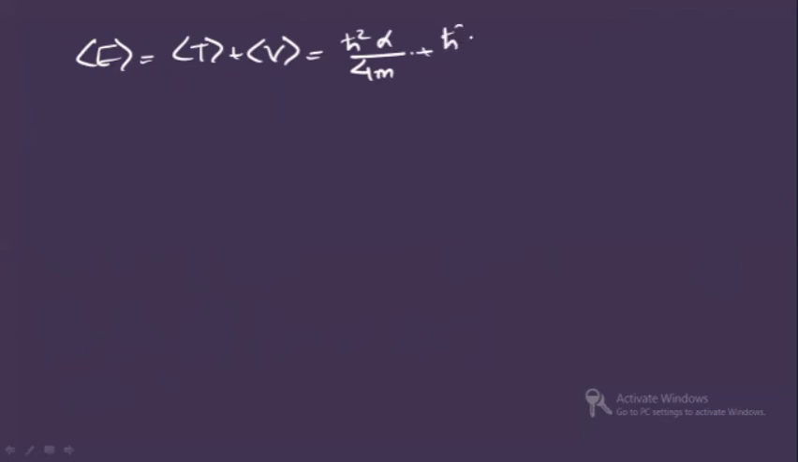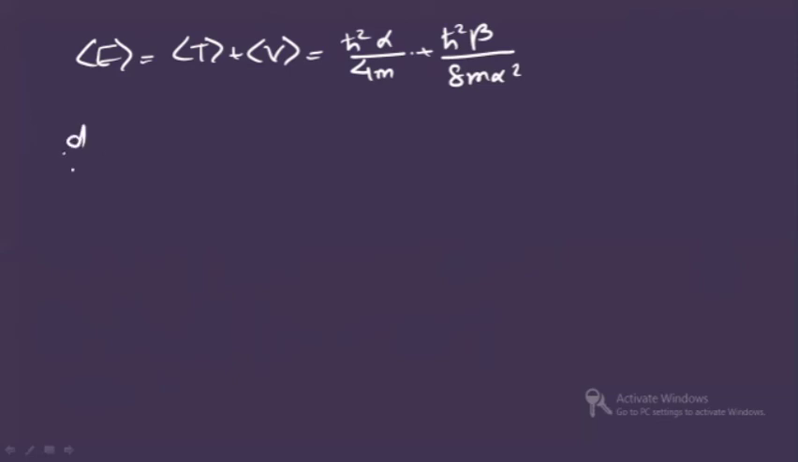So as a whole, you can write the average of E is equals to what? The average of T plus the average of V. So the average of T we got is h cut square alpha divided by 4m. Right? And what was the average of V? It was h cut square beta divided by 8m alpha square.